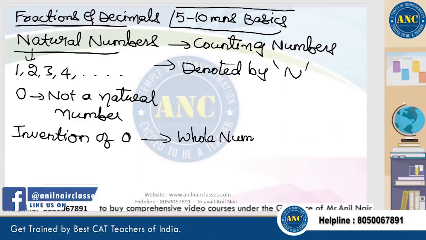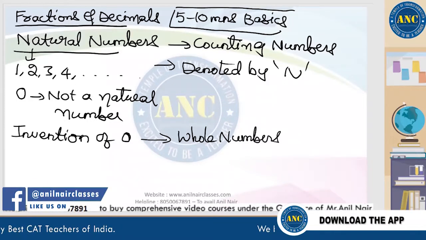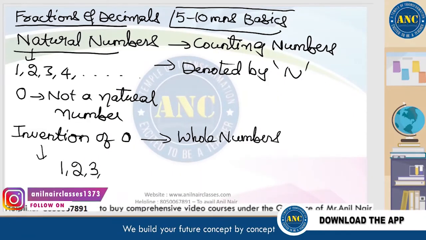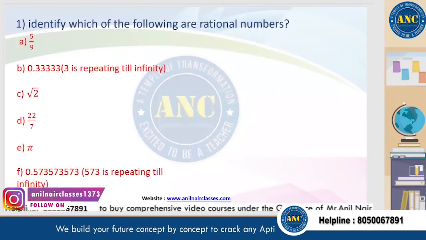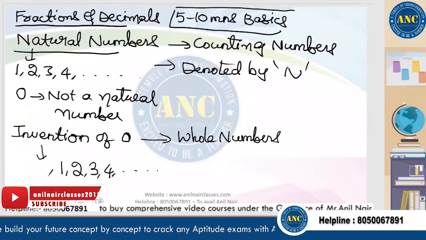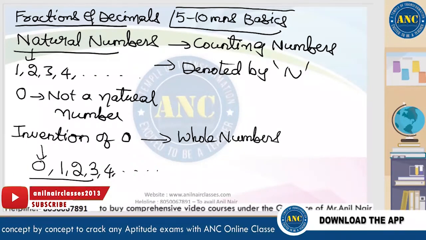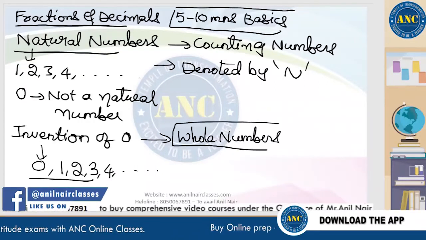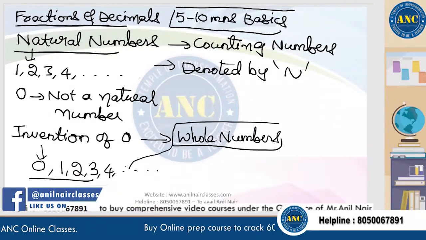Those numbers are called whole numbers. Whole numbers is nothing but natural numbers, that is 1, 2, 3, 4, with 0 added. With 0 addition.